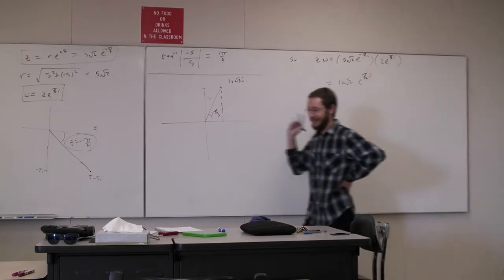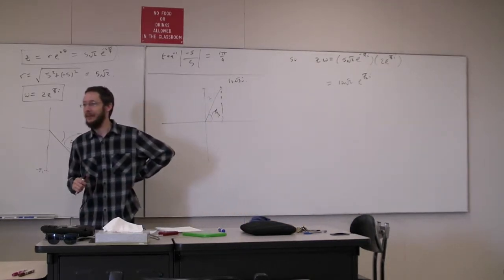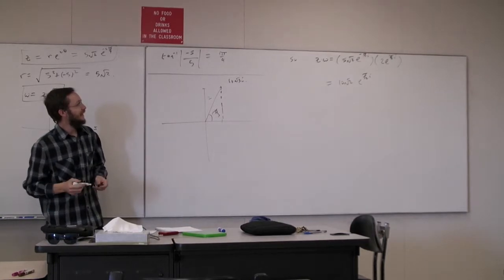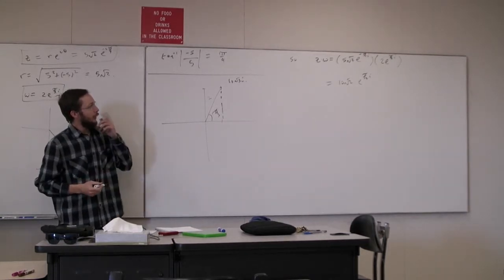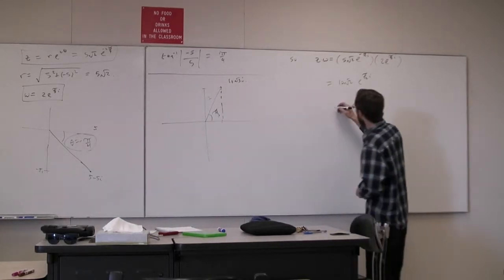I did this earlier, so I think that's what I got. Let's see. Yeah, pi over 12. So assuming I did it correctly earlier. Okay. So there we go. We've got our answer expressed in terms of polar form.